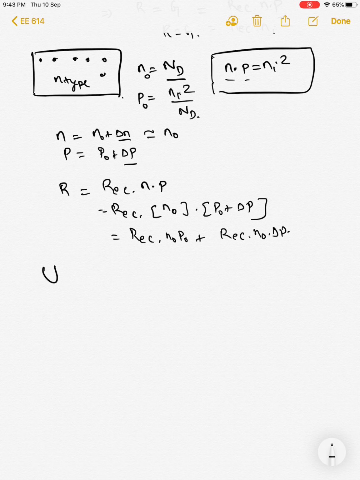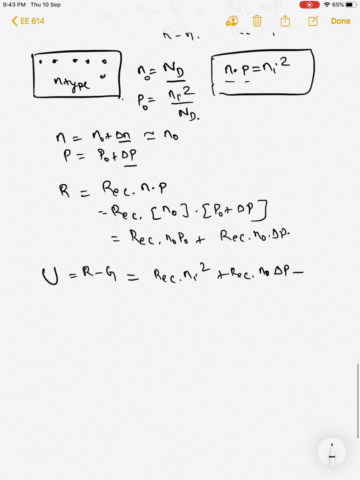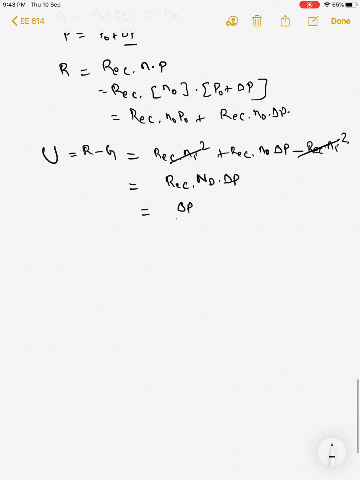The net transfer under this situation where I have disturbed the equilibrium is R - G, which is equal to R_rec n_i squared plus R_rec n_0 delta p minus G, which we found to be R_rec n_i squared, right? So these two will go. The net rate is R_rec n_0, which is N_d, times delta p, and this is typically written as delta p by tau_p, where tau_p is 1 by R_rec N_d.